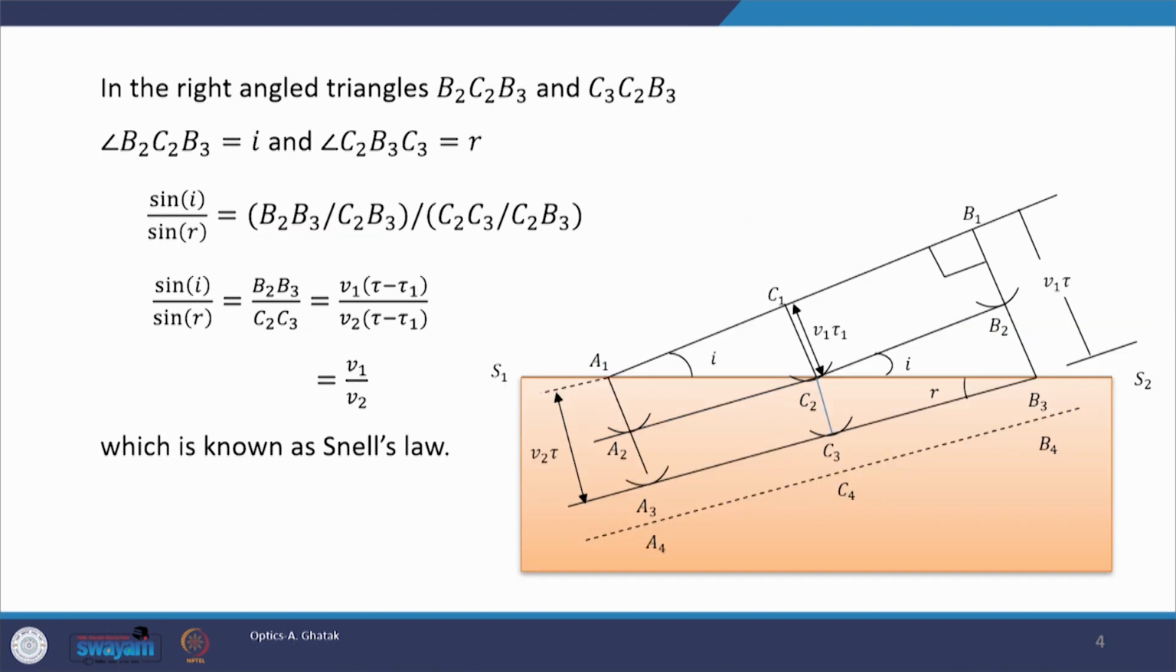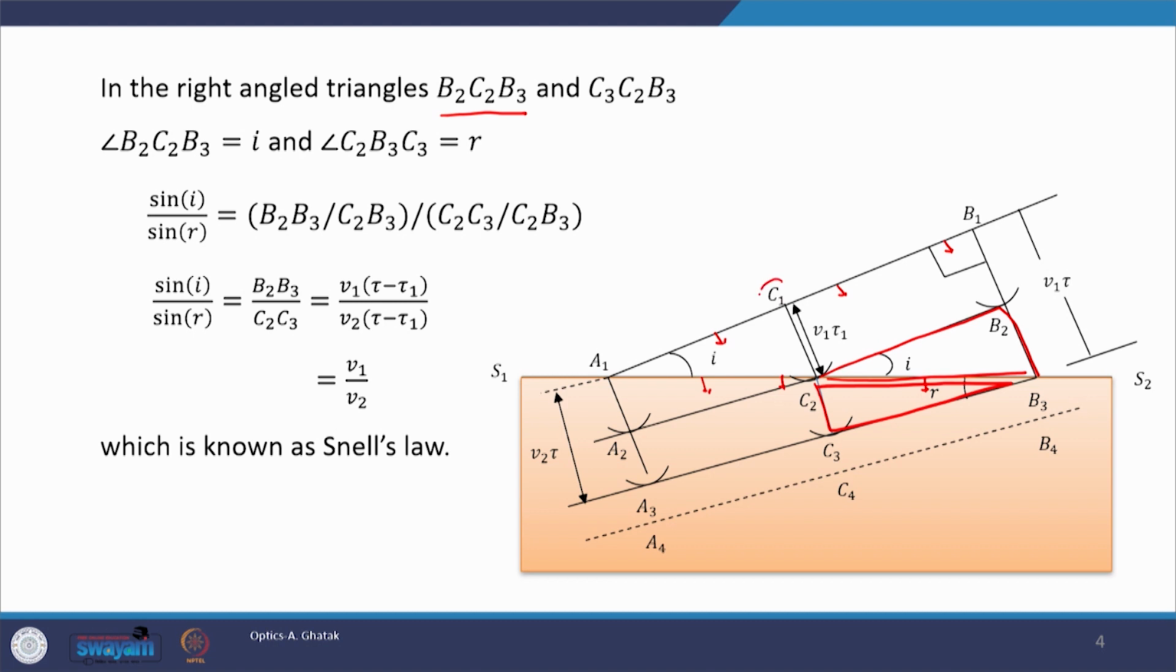Now, let us consider two triangles. The first one is B2 C2 B3, and this is our second triangle, C3 C2 B3. Before moving ahead, let me point out a few things. This is the wavefront which is moving in this direction, and then after refraction it got a bit tilted and is traveling in this particular direction.